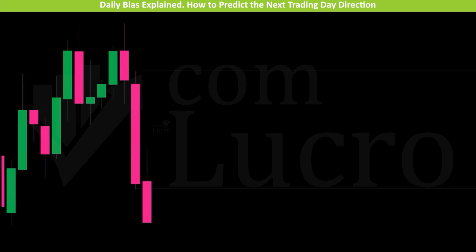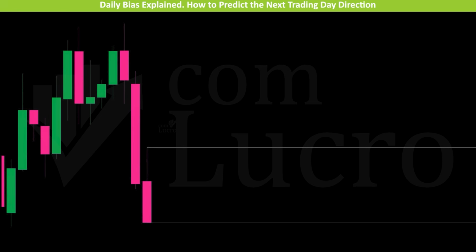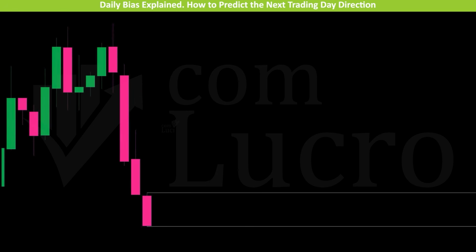We then update the high and low. From here, the expectation is simple. Price should either reach the previous day's low or break and close below it. As the next candles unfold, price continues to close below the prior lows, confirming the bearish bias day after day as we keep updating the highs and lows.